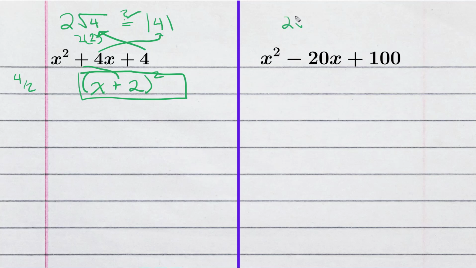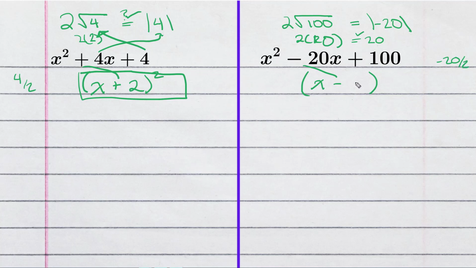So let's do it again over here. We want to know, is 2 times the square root of 100 equal to the absolute value of negative 20? And if that's true, then we can factor it with this method. So 2 times 10 equals 20. So that is true. So that means when I factor it, I do x, that middle sign, and negative 20 divided by 2 gives me 10. And then squared. And then that's the answer.